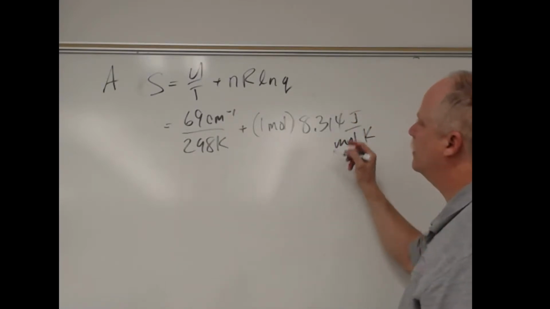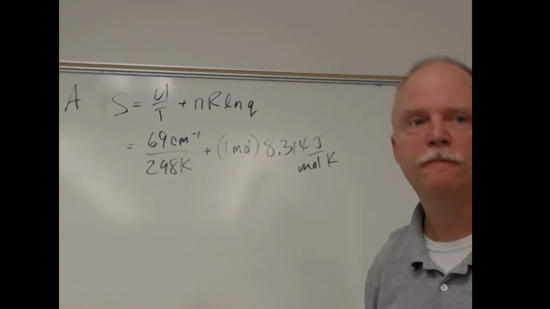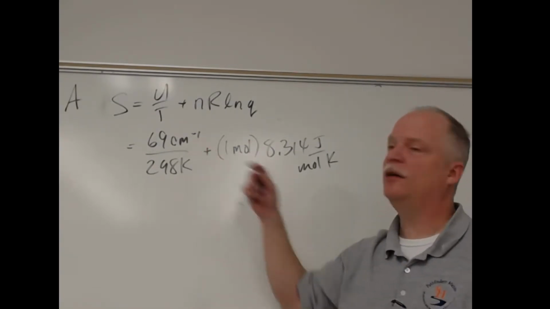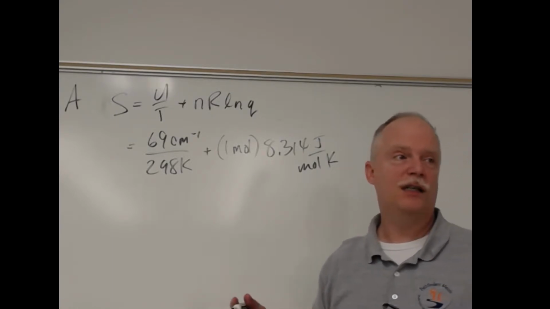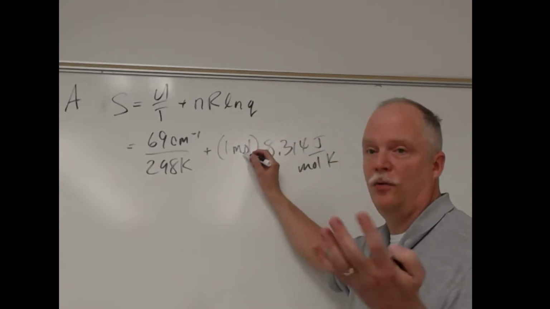Oh, let's see. We're not going to want to use this because our units are incompatible. So what are we going to use instead of the gas constant? What units are compatible with wave numbers per Kelvin? 0.695. Okay. So we're really not working in per mole, we're working in 1 particle.